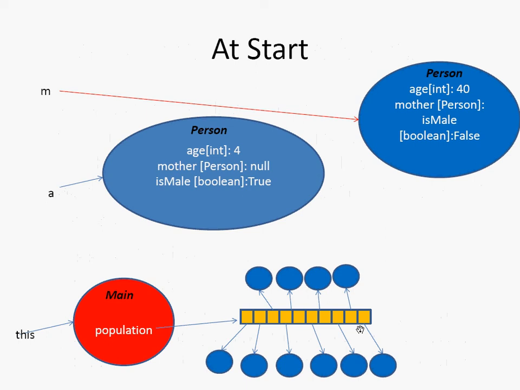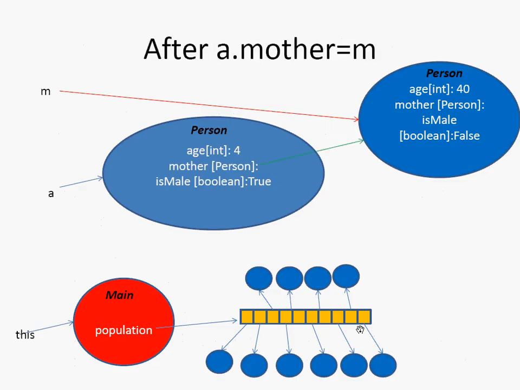Then we say A dot mother equals M. Now this mother refers to this person. You see that? It refers to that because M referred to this, and now we say A dot mother equals M. Whatever value is in M, namely the value referring to this, becomes the value here. So now the mother is shown as referring to the same underlying person, this person whose age is 40.